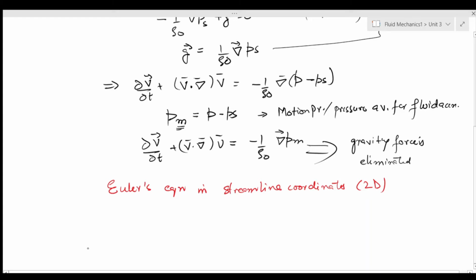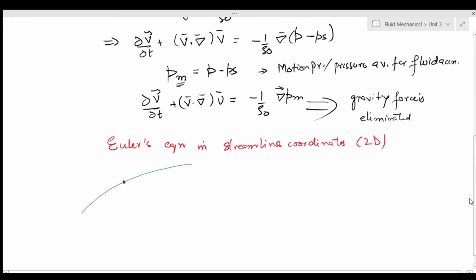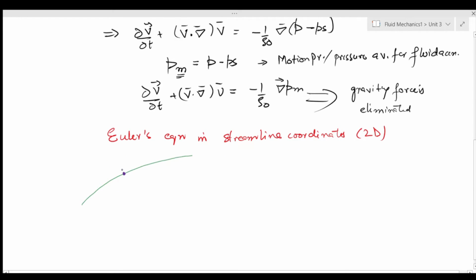So let us say that this green line is my streamline, and let me say that I am at point P here. At point P, along the streamline, my unit vector is es. Perpendicular to this streamline, my unit vector is en, and this is point P.